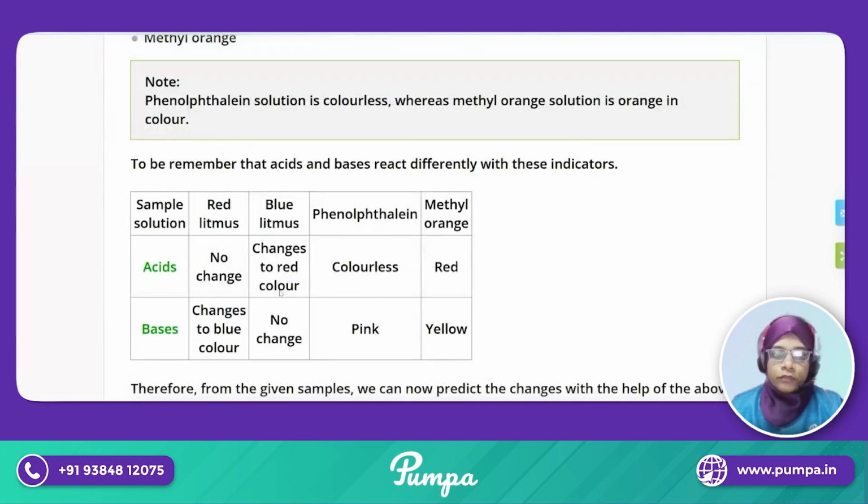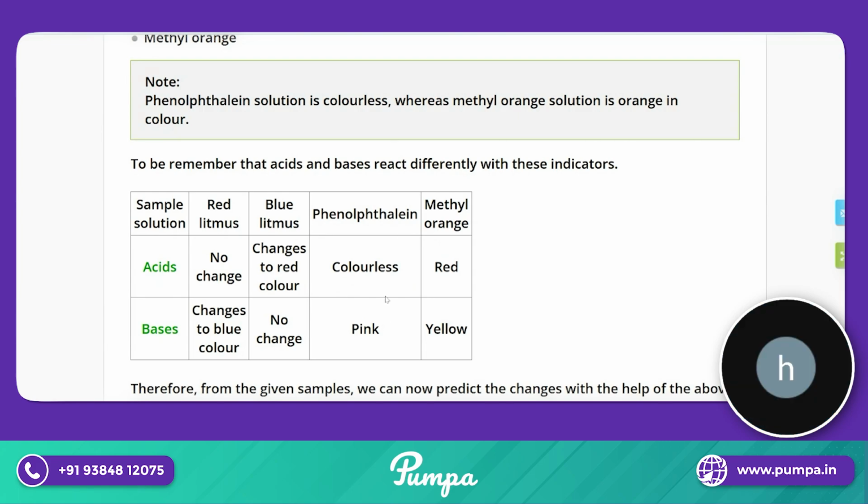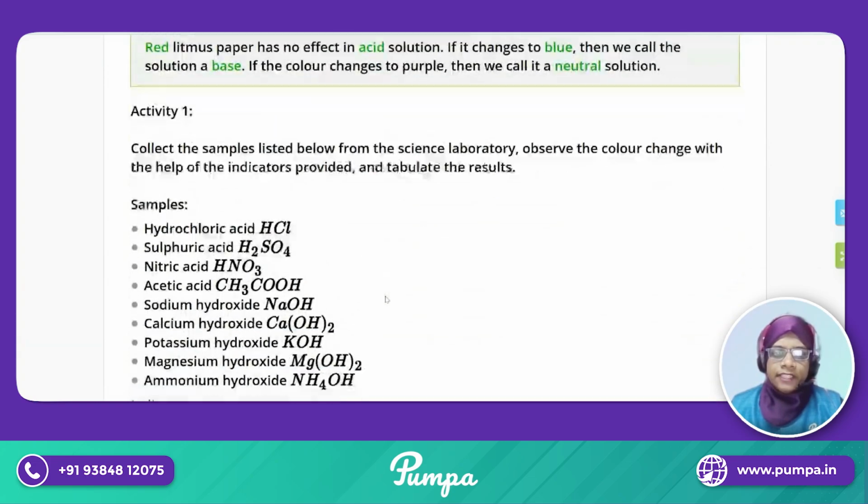Phenolphthalein is colorless in acids and pink in base. Methyl orange turns red in acid and yellow in base. So these are the color changes for phenolphthalein and methyl orange, which are the synthetic indicators. Okay. Yes, ma'am. So let's do an activity now.